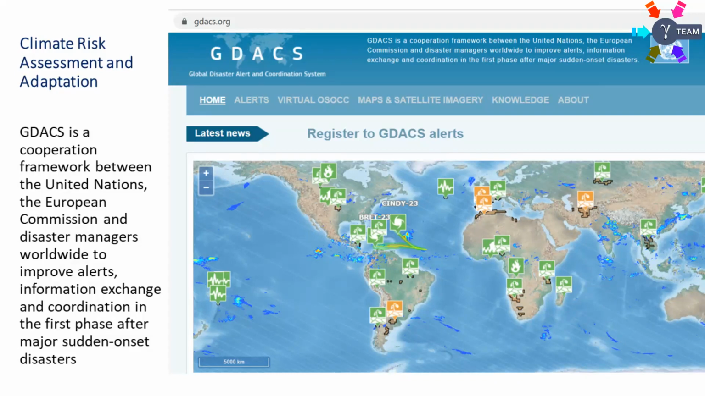Another example for climate risk assessment and adaptation is GDACS. It is a cooperation framework between the United Nations, the European Commission and disaster managers worldwide to improve alerts, information exchange, and coordination in the first phase after major sudden onset disasters. So you can visit this website and see the details and alert messages.